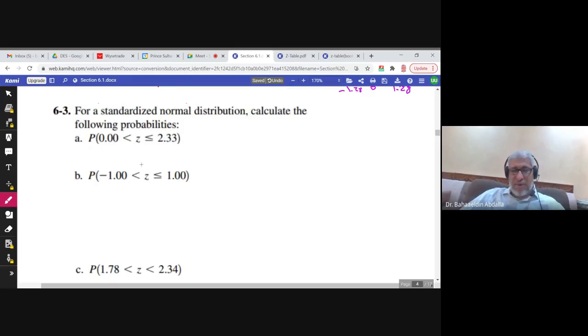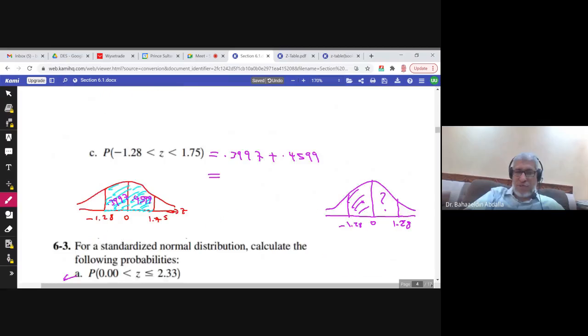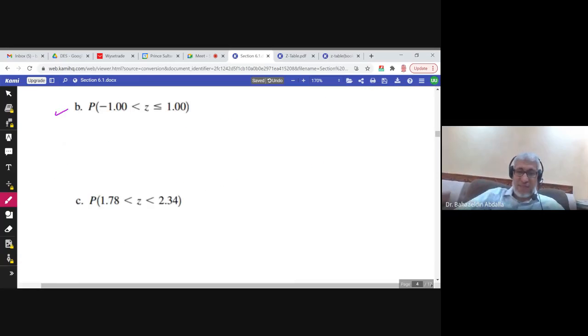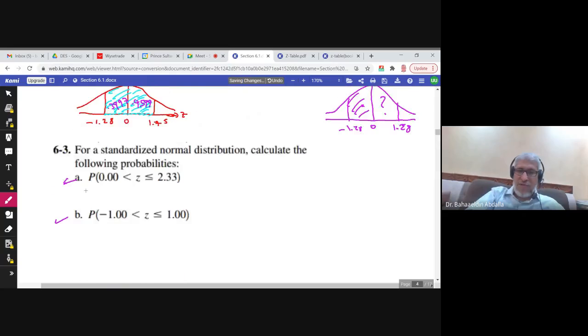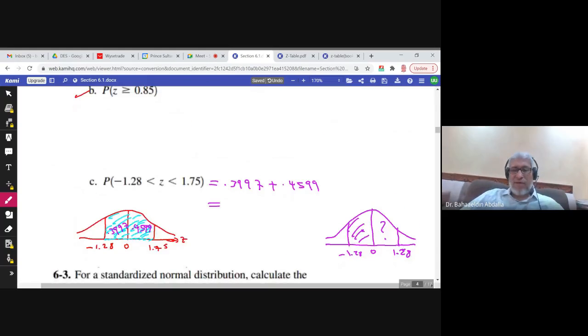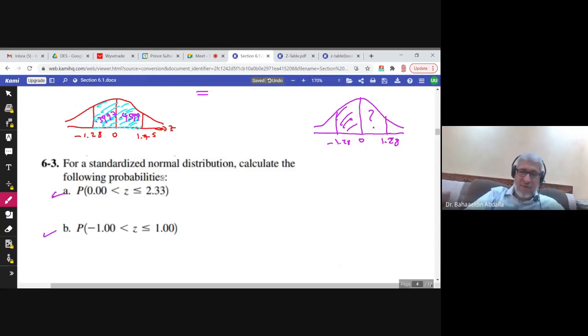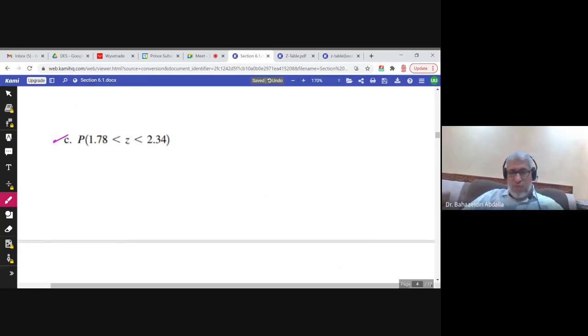Some other examples, you can find this immediately from the table directly because z is between 0 and 2.33. Just look to 2.33. And this one is similar to C. In fact, it is easier than C. Let me solve this part for you. Notice the difference. Here I have a negative number and a positive number. Here I have two positive numbers. Will there be a difference? Sketch the graph and you will see if there is a difference or not.